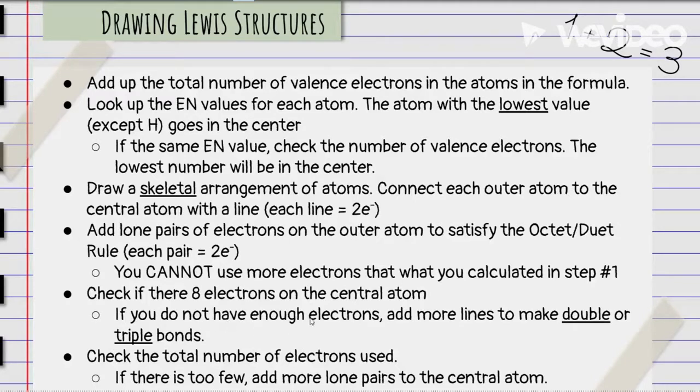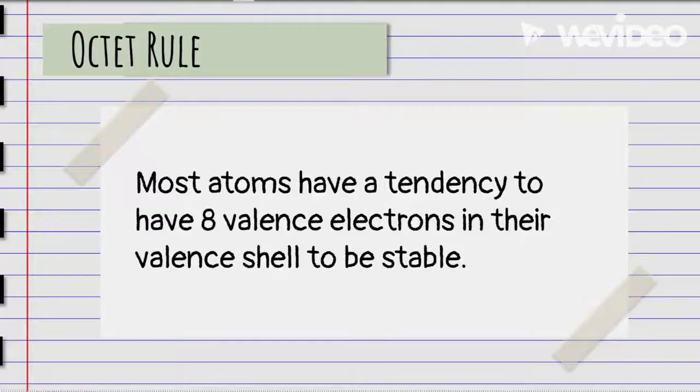If you do not have enough, and these you kind of do at the same time, you check to see if you have the same total number of electrons that have been used. If there's too few, you add lone pairs. If it's enough, you're then going to add more lines to create double and triple bonds. So let's do this, talking about the octet rule.